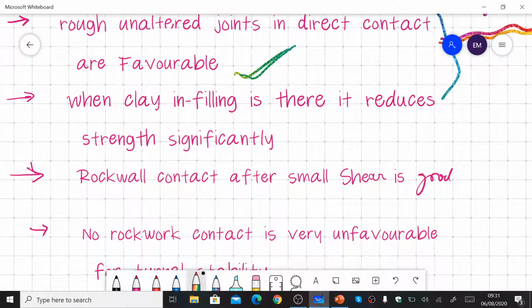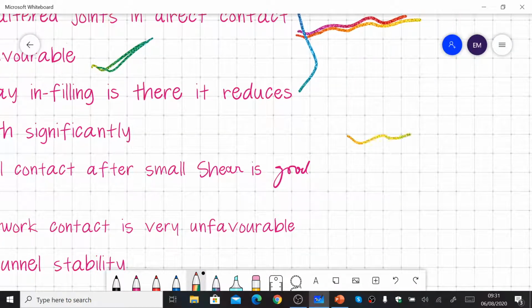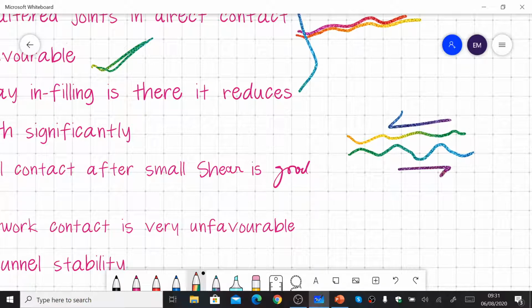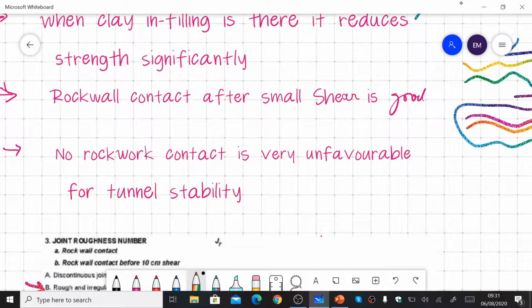And then rock wall contact after small shear is also good. That means initially we had a situation like this, and once shearing happened, it is converted into this form. Due to the movement, these heights and drops come in contact, and now the walls are coming in contact with each other. So this happens after some shear, so this is also very good.